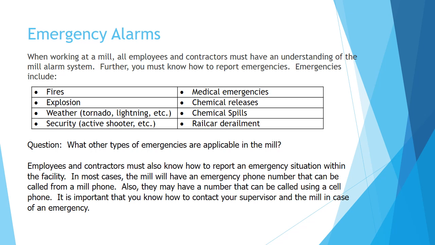Employees and contractors must also know how to report an emergency situation within the facility. For mills, in most cases, they will have an emergency phone number that can be called from a mill phone. Also, they may have a number that can be called using a cell phone as well. It's important that you know how to contact your supervisor and the mill in case of an emergency.